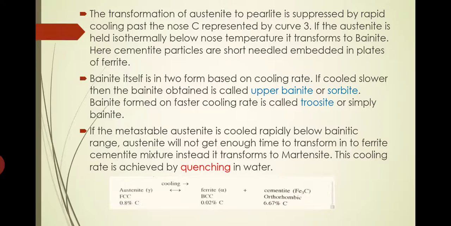This cooling rate is achieved by quenching in water. That quick cooling is achieved by quenching in water. This process you might have seen in smithy work. The tools, they have heated, and after heating they have dipped it in water kept nearby. So quick cooling is achieved.